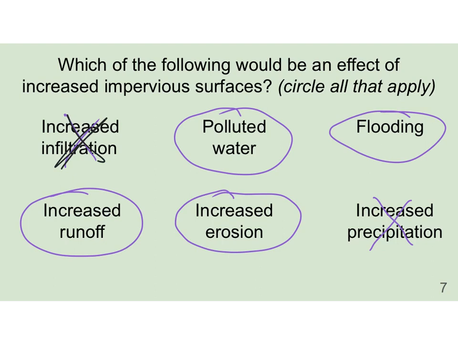The more impervious surfaces you have, the more flooding you're going to get because the water doesn't really have any place to go. You'll get increased runoff. You'll also get increased erosion, because that water is going to be moving faster and it's not going to be absorbing into the soil. It's going to be running off and moving quickly and eroding surfaces. You're also not going to have increased precipitation. Precipitation is not affected by impervious surfaces. It's got nothing to do with it.